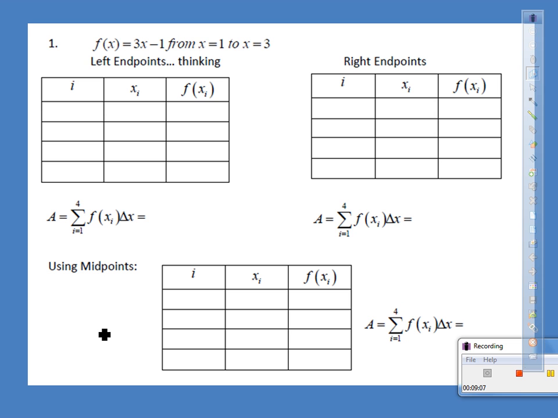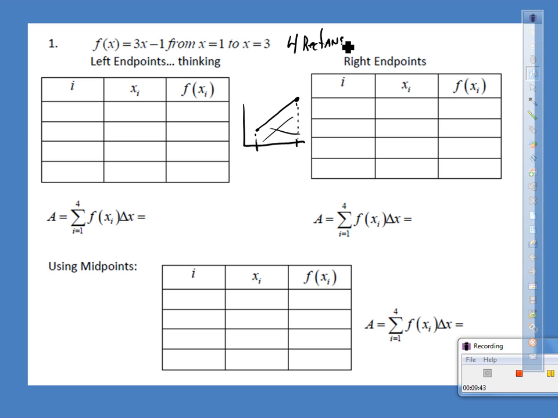I'd like to find the area under the curve of 3x minus 1 from 1 to 3. So really, here's what we're finding. If we were to graph it, I've got this line, basically, and we're trying to find that area in here. Well, here goes the thinking. If I'm going from 1 to 3, that's a unit of 2, and I'm going to place 4 rectangles in here.